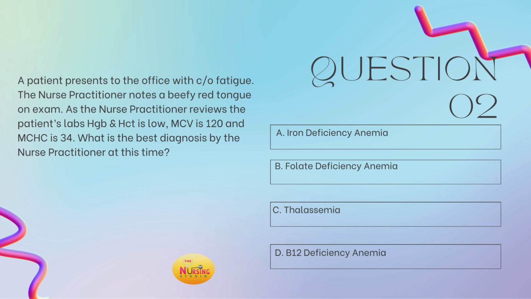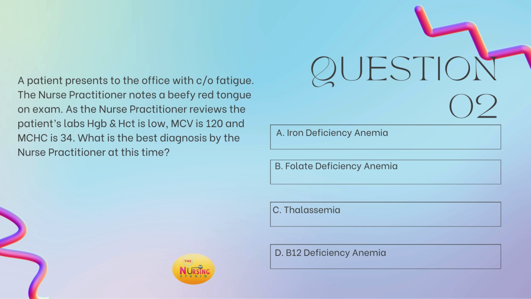There's one that falls in the normocytic normochromic range, which is the anemia of chronic disease. We don't have that here, so we don't even have to worry about that. And then there's two that are in the larger range, which is the macrocytic normochromic, right? And that's your folate deficiency anemia and your B12 deficiency anemia, right?